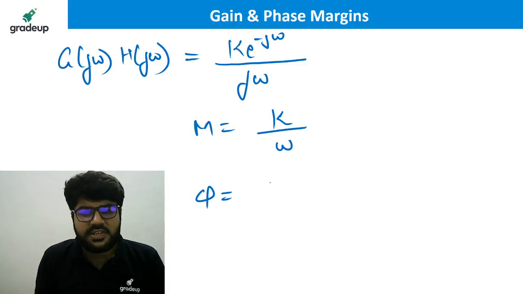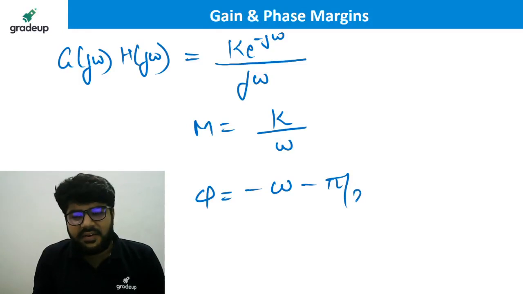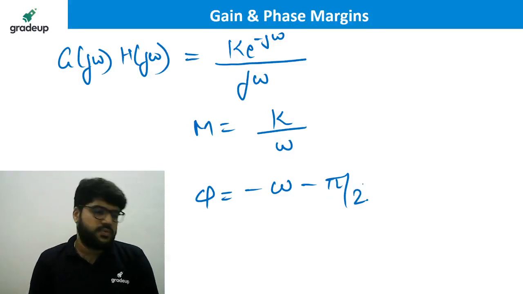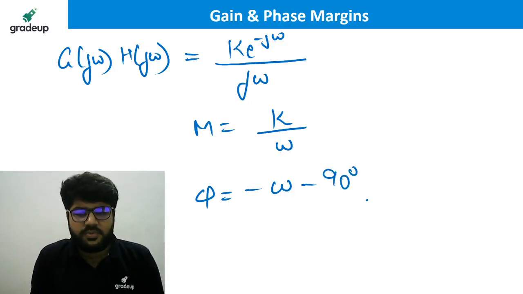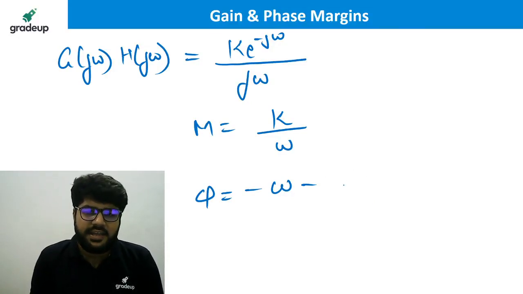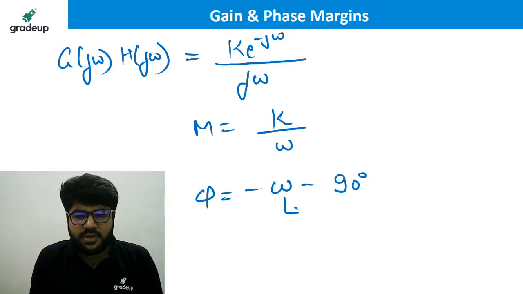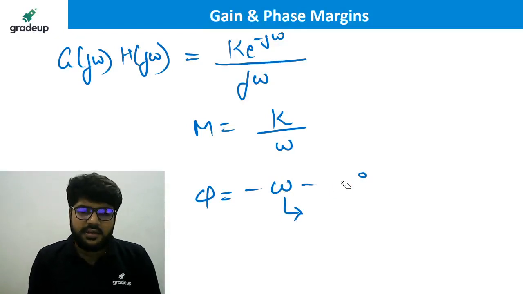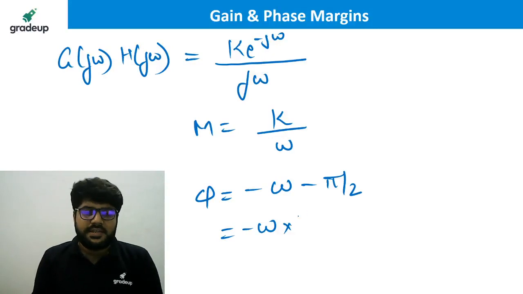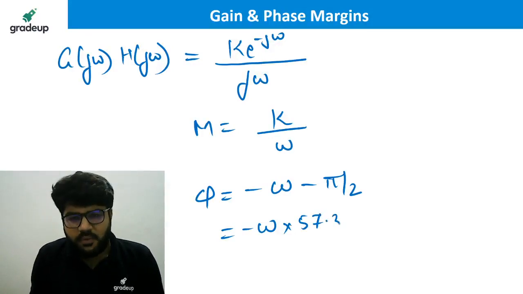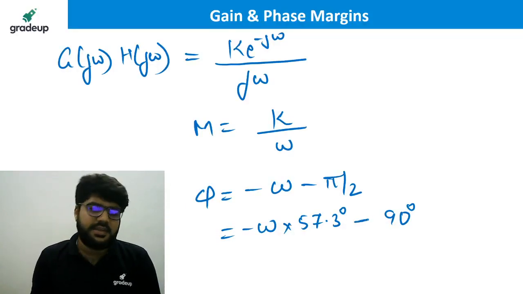Okay, and the phase function is actually minus omega minus 90 degree, or I will write it in the form of radian, minus omega minus pi by 2. If you're writing in 90, then remember that this also has to be converted in degree. So first I will write it as minus omega minus pi by 2, and then you can write it as minus omega into 57.3 degree, minus 90 degree.